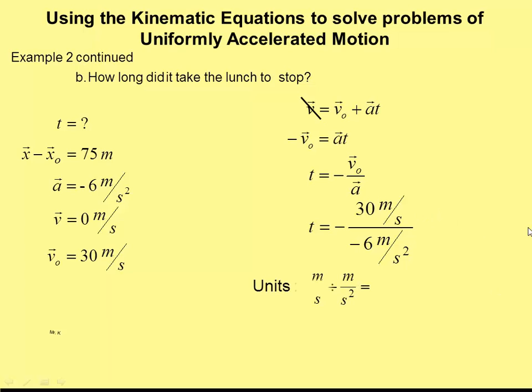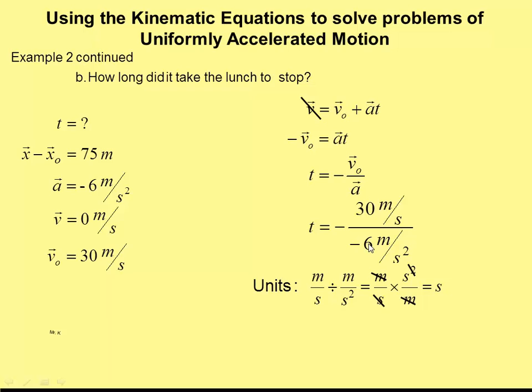Unit-wise, we have a meter per second divided by a meter per second squared. And dividing by a meter per second squared is, of course, the same as multiplying by the reciprocal, a second squared over a meter. So the second on the bottom cancels with one of the seconds on top. The meters cancel the meters, and we are left with seconds. Exactly the units we would hope for if we're doing a time.